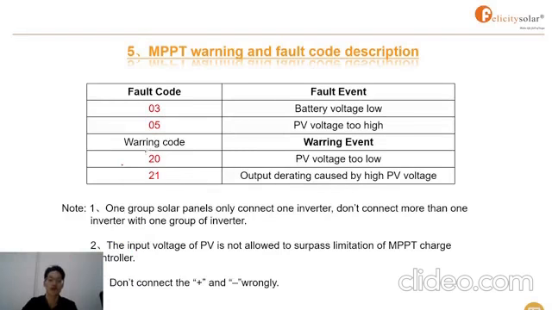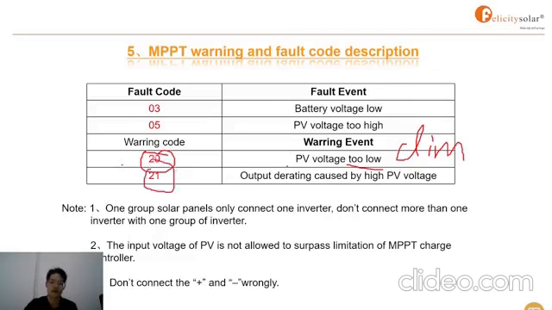For the warning code 20, which shows that the PV voltage is too low, this will happen especially in the morning, or after the sun sets and before sunrise, because the light is dim, so the panels can't generate enough voltage for the system. So the machine will show 20. But when the sun rises or the light is stronger, this problem will disappear.